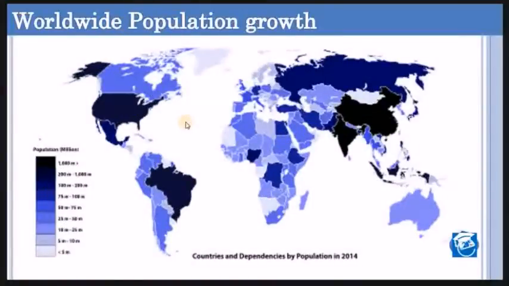Let us understand worldwide population growth. You can see according to the color, where the light blue and the darkest blue are, the density of population can be represented.